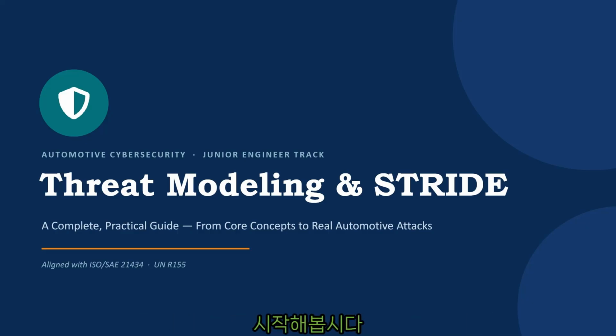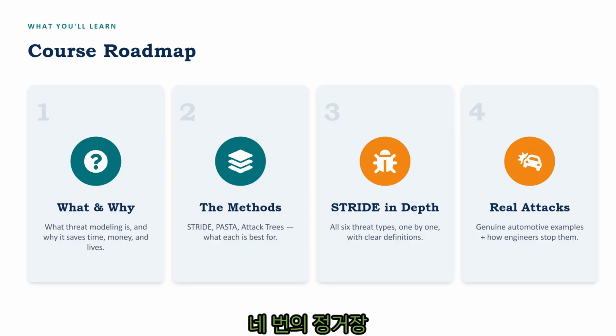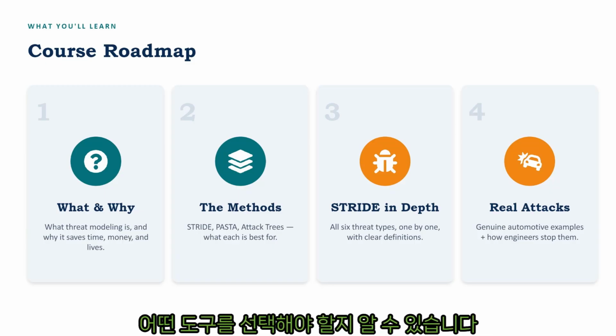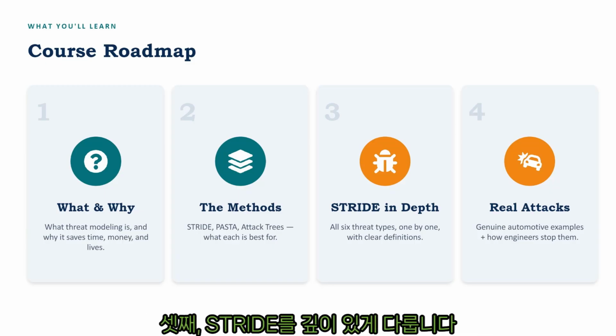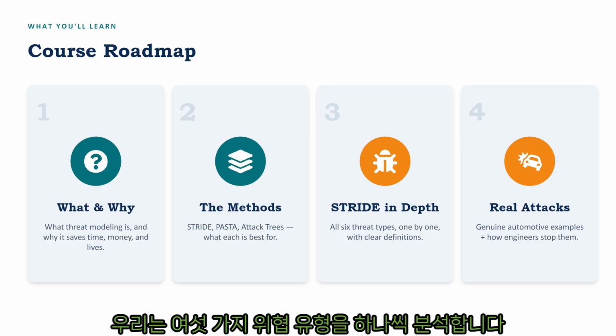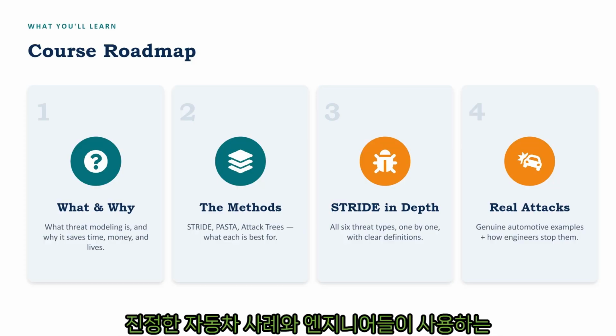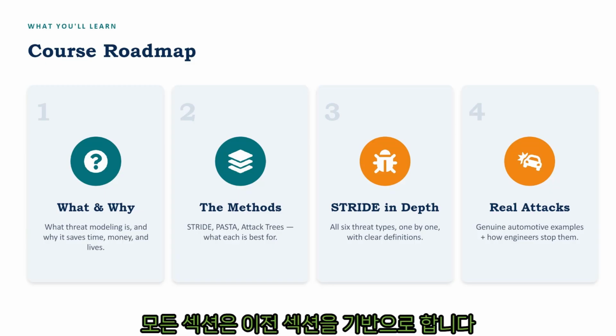Let's get into it. Here is where we're going. 4 stops. First, the what and the why. What threat modeling is and why it saves time, money, and lives. Second, the methods. We compare the 3 big approaches so you know which tool to reach for. Third, STRIDE in depth. We break down all 6 threat types one by one. And fourth, real attacks. Genuine automotive examples and the exact defenses engineers use. No fluff. Every section builds on the last.